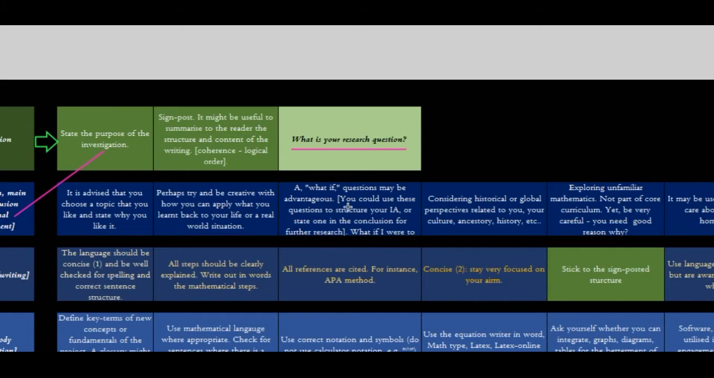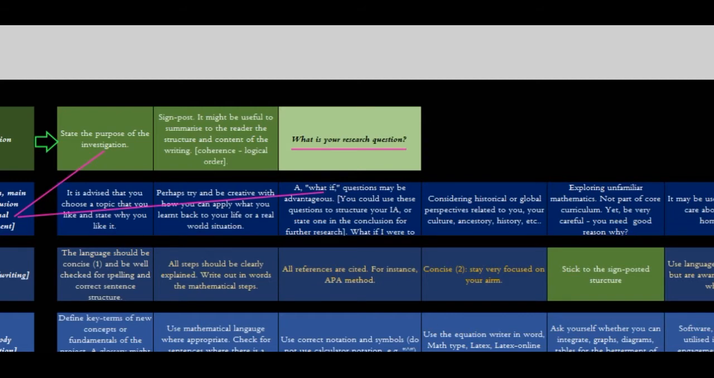That could be used to structure your IA, but moreover, it can sometimes be considered to be linked to personal engagement as well, because the degree to which your IA is going to be structured to answer that what if question means that you have made the decision based on your own personal choice in producing that question. That means your IA is specific to you, that your ideas are specific to you.